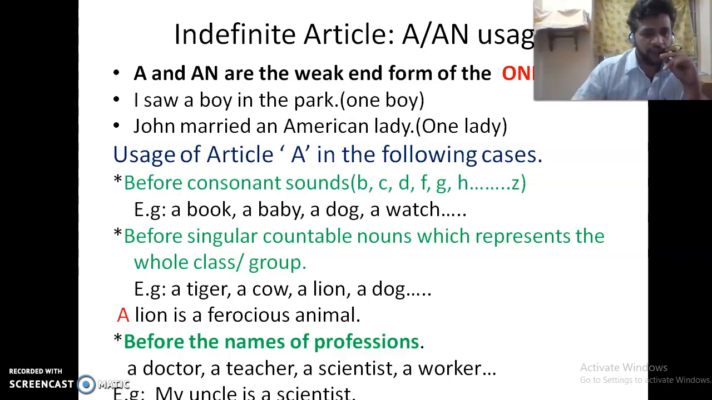Okay, next rule, before the names of professions. A is used before the names of professions such as a doctor, a teacher, a scientist, a worker, which are all professions I mentioned on the screen. My example is, my uncle is a scientist. So scientist is a profession. Before the names of professions, usually we use the article A.